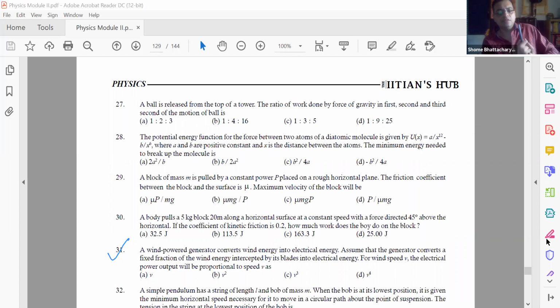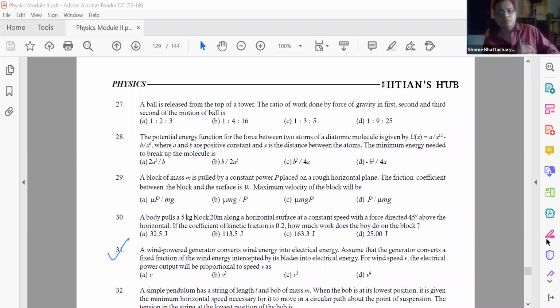Okay, so the electrical power output is the rate of energy converted per unit time. We have to understand that the rate of electrical energy per unit time that we are getting is going to be a fixed fraction of the rate of kinetic energy that the wind is providing per unit time to the moving blade, the blade of the wind converter. So how will we relate that with the speed of the wind? That is the thing we have to calculate.